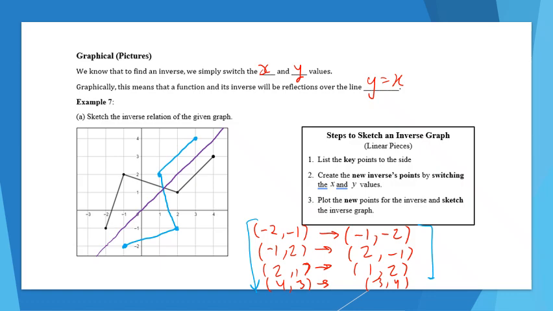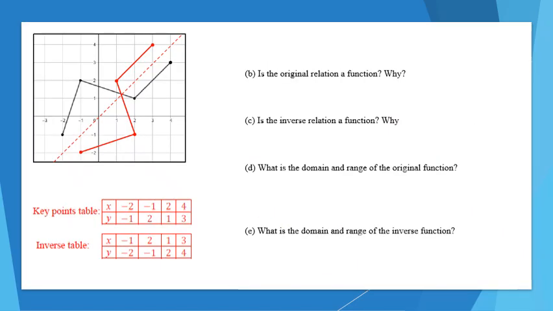It is a reflection over that line. So this is correct there. So that is how you graph an inverse function. You will probably need to do this once on your next test. Right, so this is the inverse function. Now let's answer some of the other questions about it.